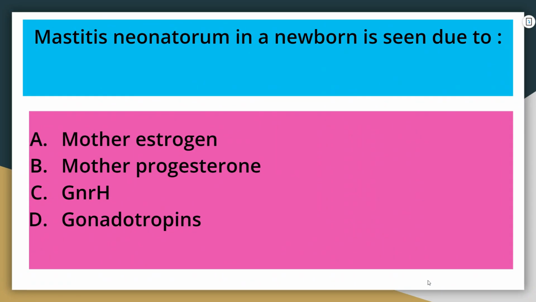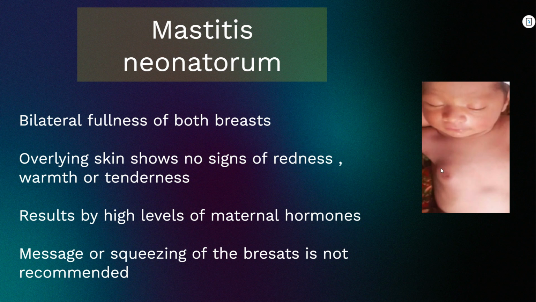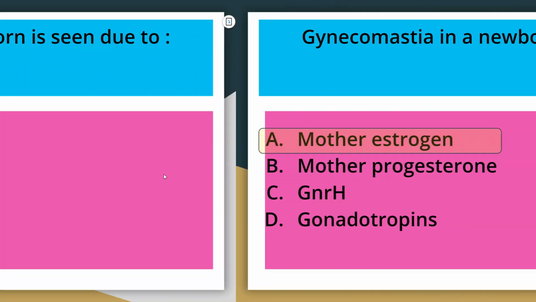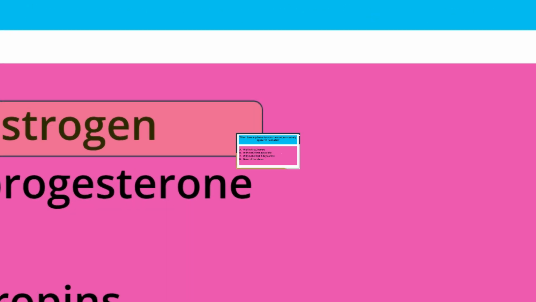The next question is: mastitis neonatorum in a newborn is seen due to mother's estrogen, mother's progesterone, GnRH, or gonadotropins. Mastitis neonatorum is bilateral fullness of both breasts. The overlying skin shows no signs of redness, warmth or tenderness, and it is due to a high level of maternal hormone, the estrogen. Massage or squeezing of the breast is not recommended. So the correct answer to this question is maternal estrogen.